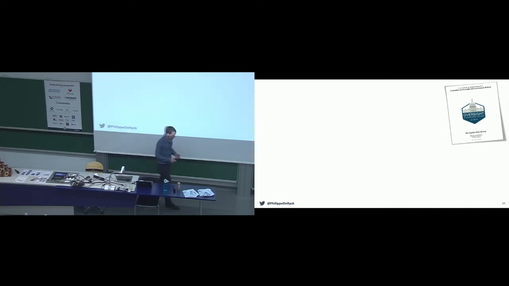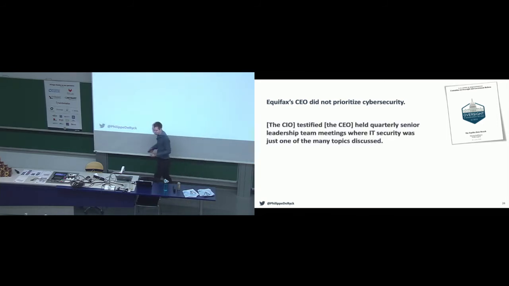The report goes further. They state that the Equifax CEO did not prioritize cybersecurity. My initial response was, no shit, Sherlock. But the next comments are actually much more interesting. They interviewed a CIO, and he testified that there were quarterly meetings at the C-level, senior meetings. And security was one of the topics discussed at those meetings. Like one of the bullet points: how are we doing financially? Did we make enough profit? Oh, by the way, security, all good? Yeah, we're good. Again, not the best way.